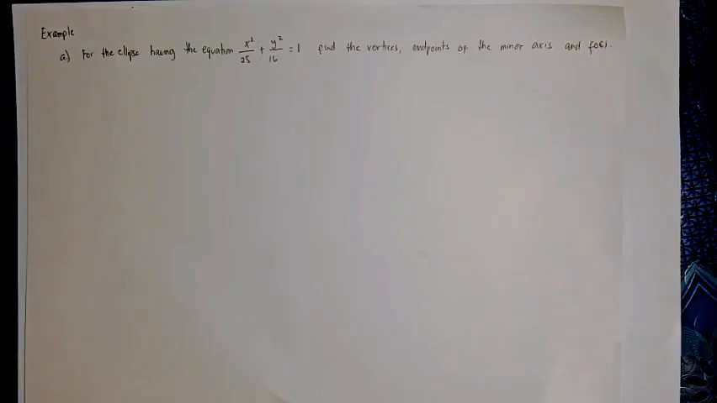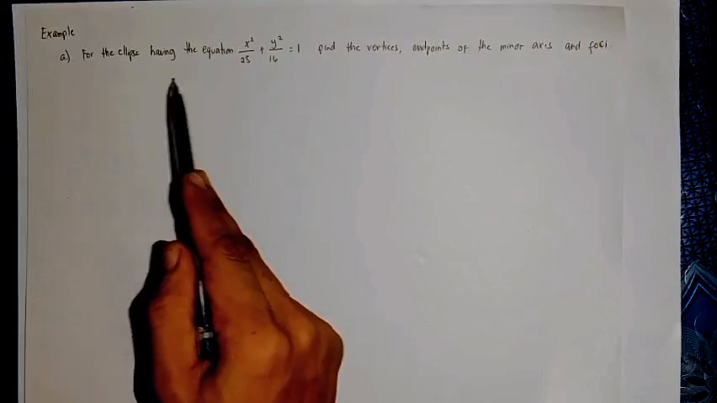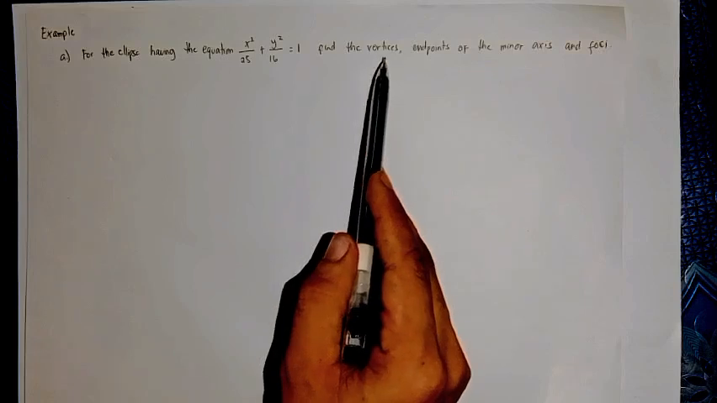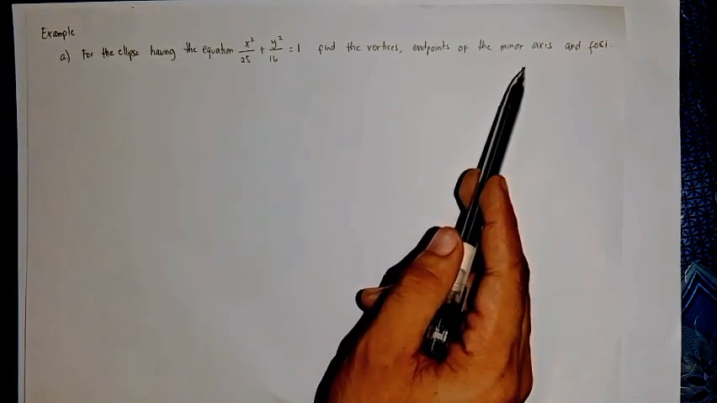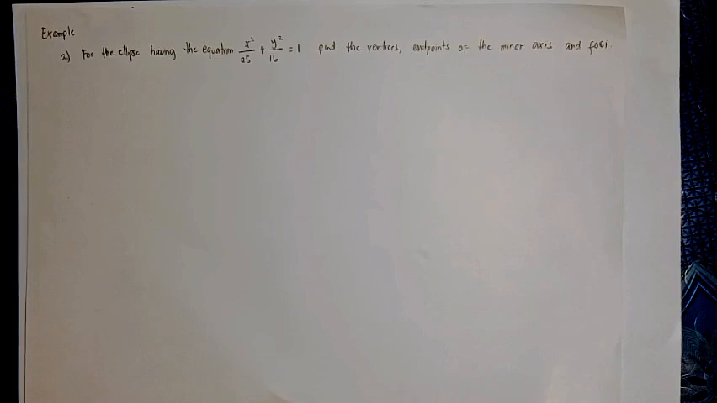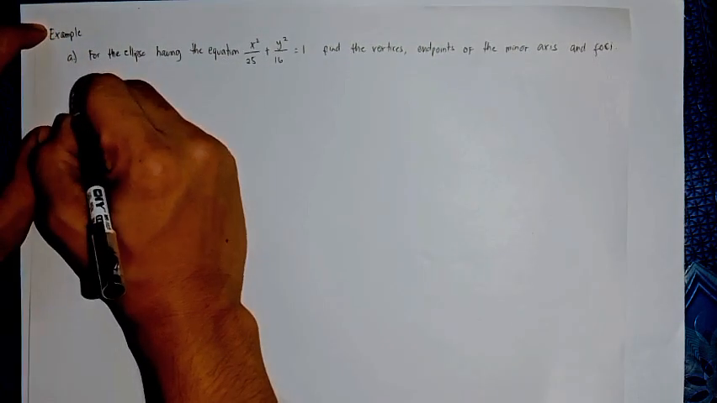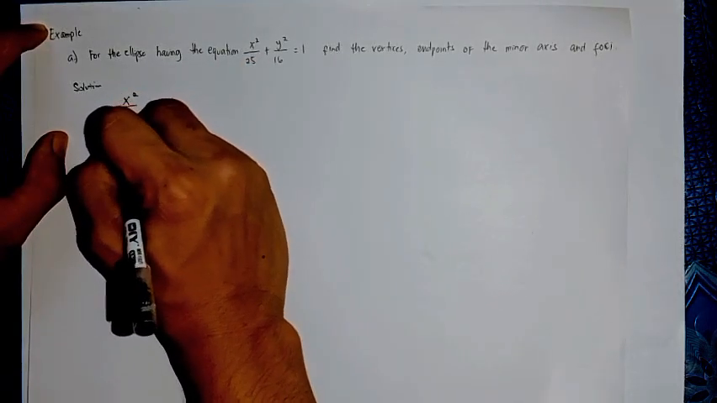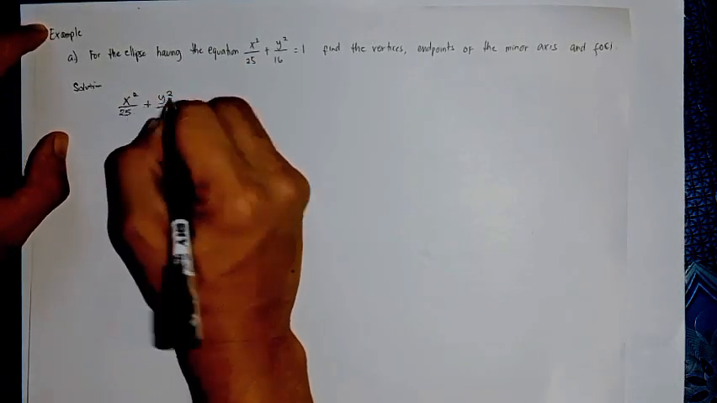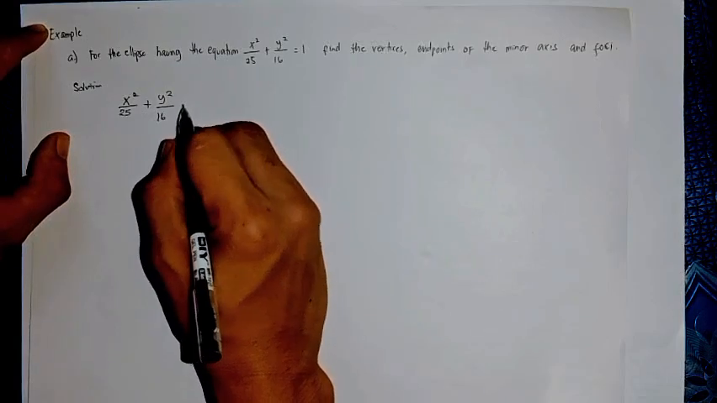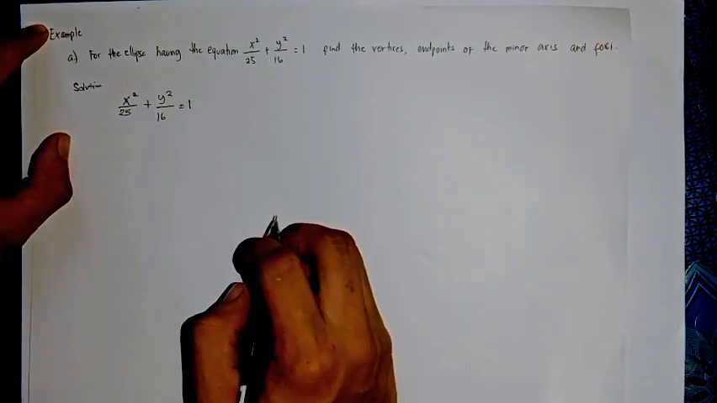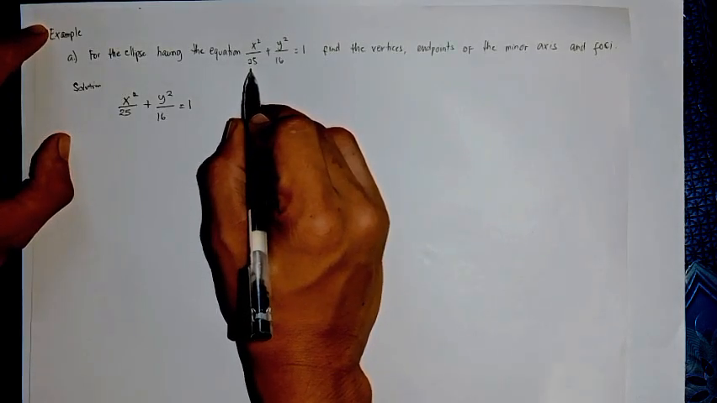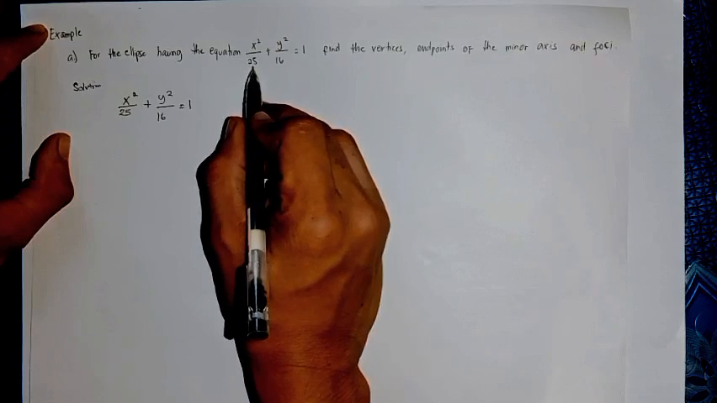Let's have an example. For the ellipse having the equation x squared over 25 plus y squared over 16 is equal to 1, find the vertices, endpoints of the minor axis, and foci. To solve this problem, first let's copy the equation x squared over 25 plus y squared over 16 is equal to 1. As you notice, it has the longest diameter, meaning our major axis lies on the x-axis.